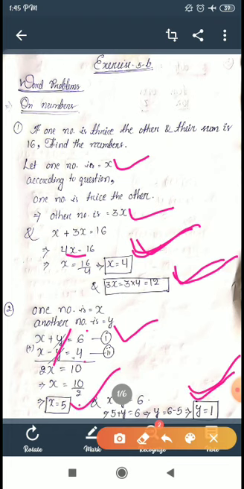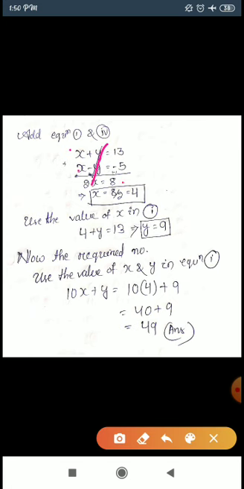So, here x plus x is 2x, and y will cancel out, and 13 minus 5, it is 8. So, 2x equal to 8, x will be 8 by 2, it is 4. Then use the value of x in any equation, this one or this one. So, x plus y, it is 13. In place of x, you have to use the value of x, that is 4. 4 plus y equal to 13, therefore, y equal to 13 minus 4, that is equal to 9.